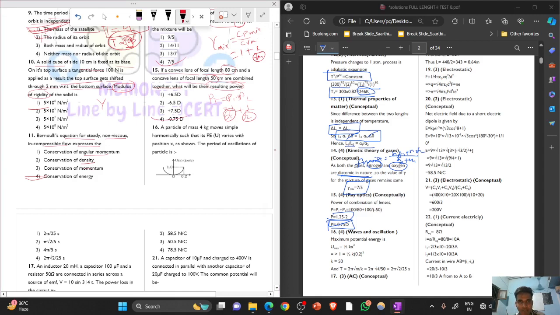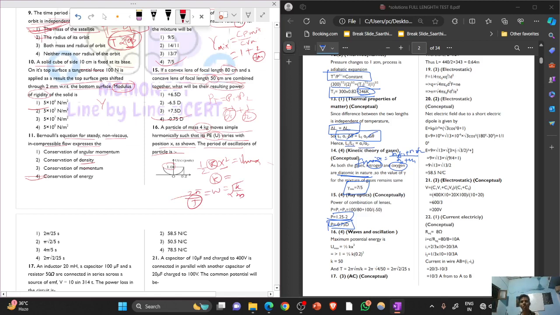Now moving ahead. A particle of mass 4 kg moves in simple harmonic motion such that potential energy varies with position. It is asking for the period of oscillation of the particle. You know that the maximum potential energy, half k x square, equals U max. The mass is given, x is given, so you can calculate k. Once you calculate k, you can calculate omega. Omega equals root under k by m, and omega is 2 pi by T. So from here you can calculate the time period.